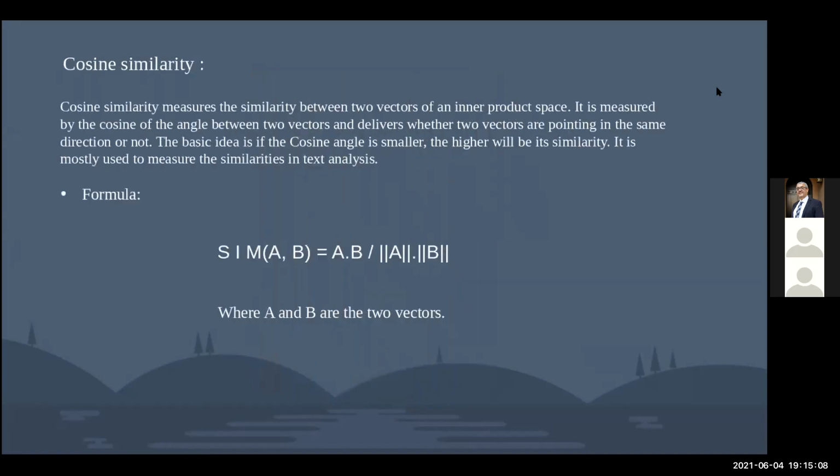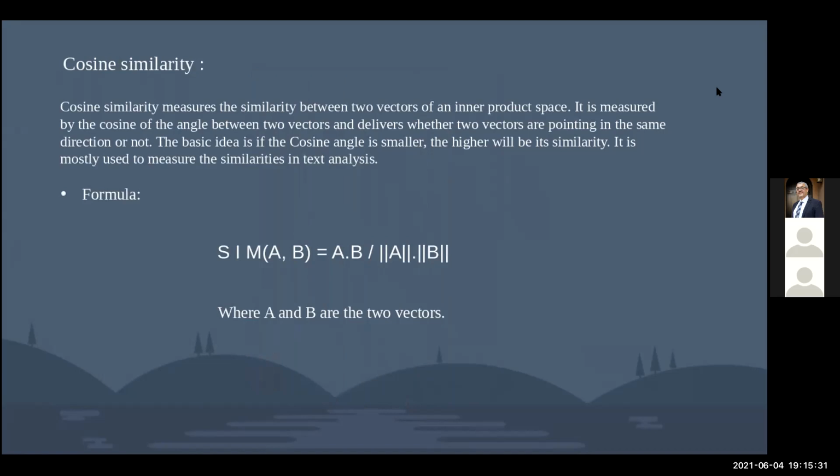So the cosine similarity. Cosine similarity measures the similarity between two vectors of an inner product space. It is basically measured by the cosine angle between two vectors and tells whether two vectors are pointing in the same direction or not. The basic idea is if the cosine angle is smaller, the higher the similarity value. It is mostly used to measure similarities in text analysis.